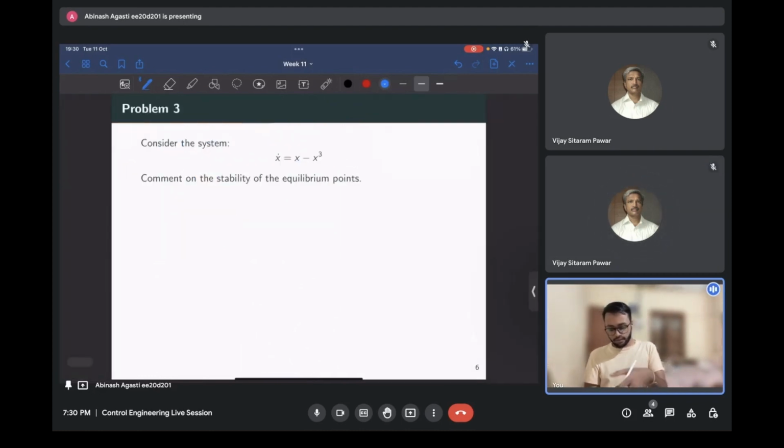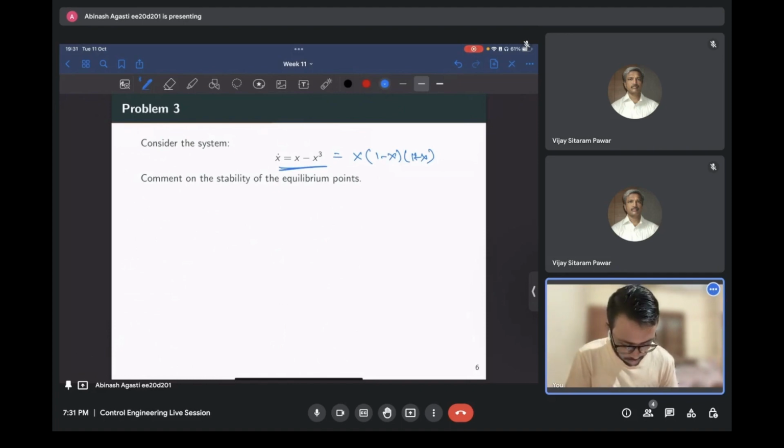So now this is a very simple problem. This is just a one-dimensional system: x dot equal to x minus x cube, which is x times (1 minus x)(1 plus x). Comment on the stability of the equilibrium points. Why I chose this question is that we can see it in a sense. Let's take 0, 1, and minus 1.